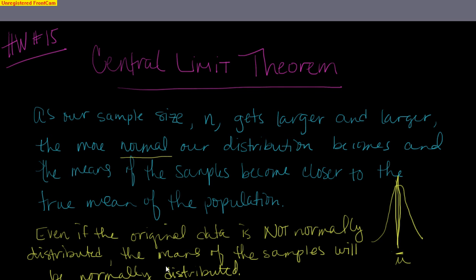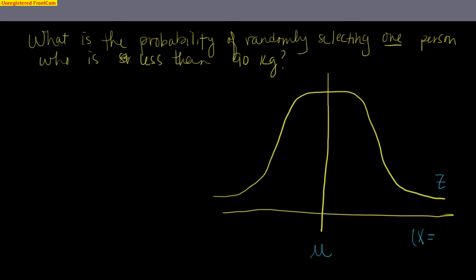What's going on? Now how do we apply this to problems? Okay. So here's a problem that is really kind of review. Using our same weights of people where the mean was 79 kilograms and the standard deviation was 20 kilograms, it says, what is the probability of randomly selecting one person who is less than 90 kilograms? Okay, you should be pretty good at this by now.